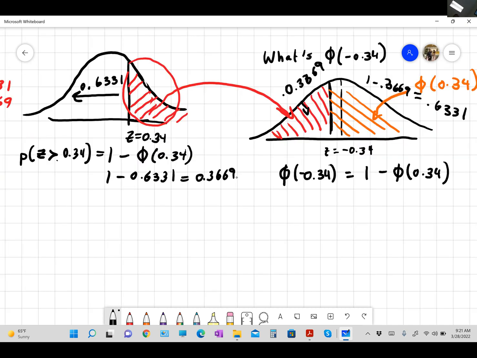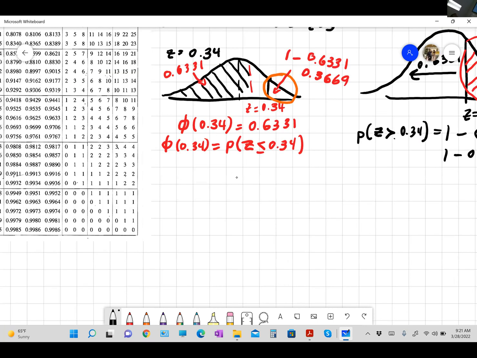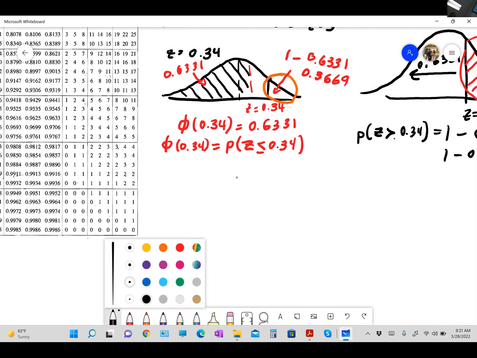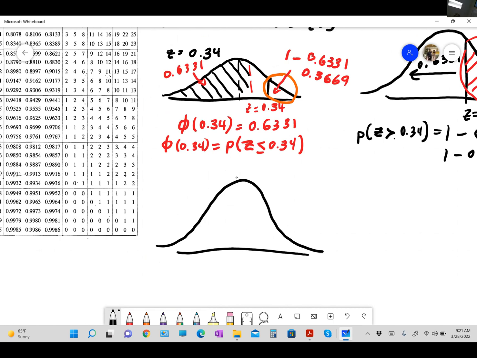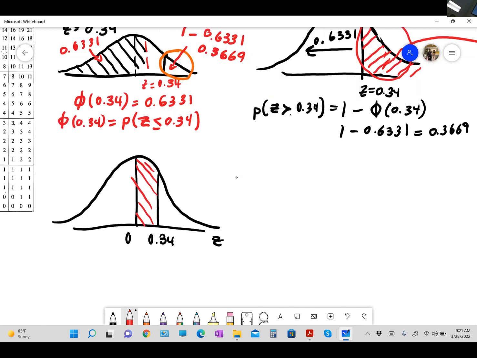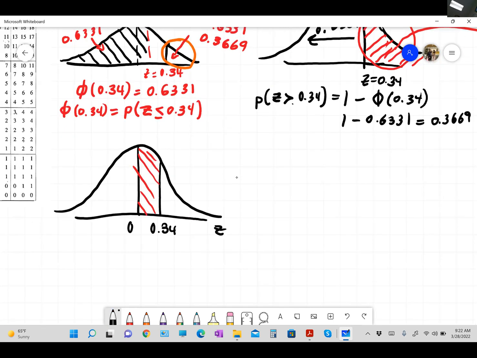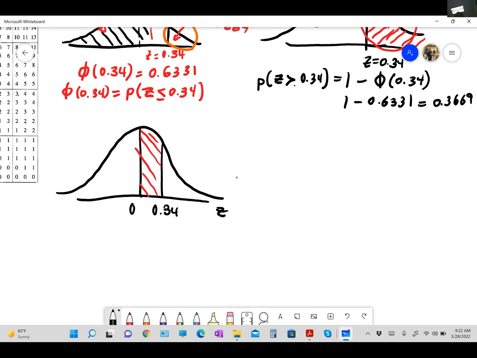For instance, what if I wanted to figure out the area in between two z-scores? Let's say I want to figure out the area between 0.34, and these are z's, okay, and 0. How would I figure out the area? I'll do that in another color. The area in between a z-score of 0.34 and 0. Well, let's see. Yeah, you find both and you subtract.